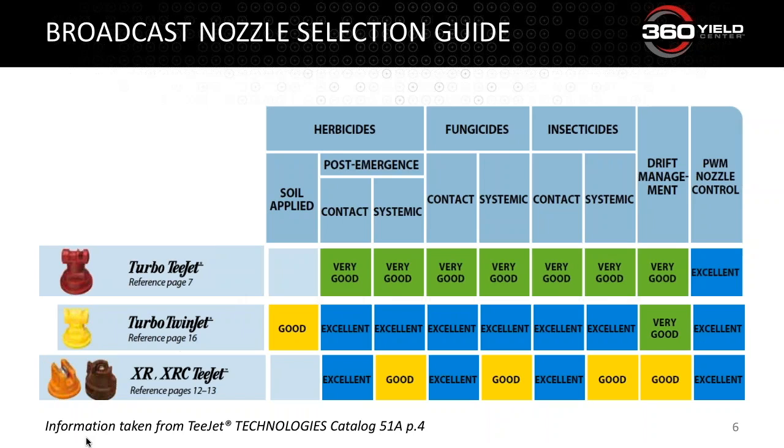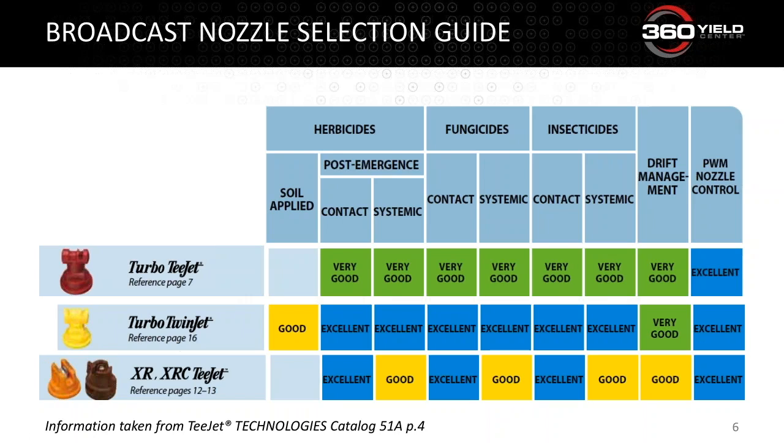You'll see they're excellent on contact, and they're only good on systemic. Why is that? Well, it's what we just talked about. An XR, or a flat fan, is going to produce smaller droplets than the other 2 above. And so they're going to be excellent when it comes to contact type products, because they're going to produce smaller droplets. They're going to give really, really good coverage. However, when we get to systemic and we want a little larger droplet size, they're not going to be as good as the others. So I just wanted to point that out.